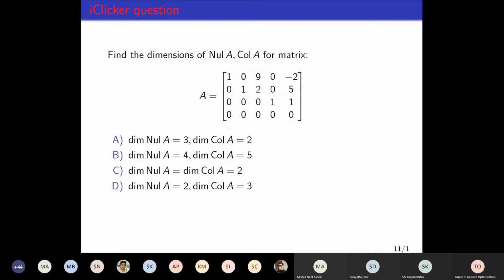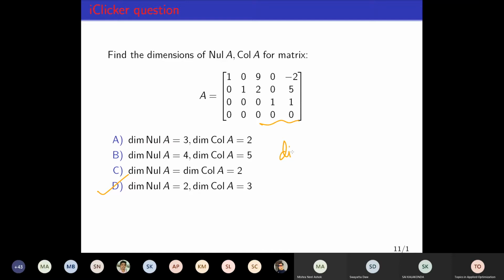Okay, actually it turned out that D was the correct one, right? So dimension of the null space is 2, and dimension of column space is 3. So from here, what do we observe? Actually, we have already derived the so-called rank nullity theorem. So from here, you can already check what is happening.